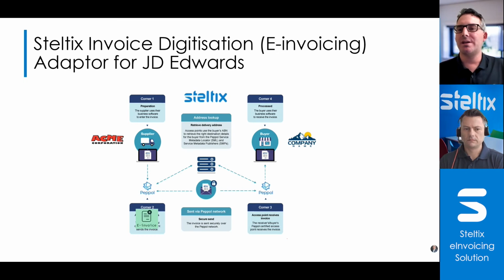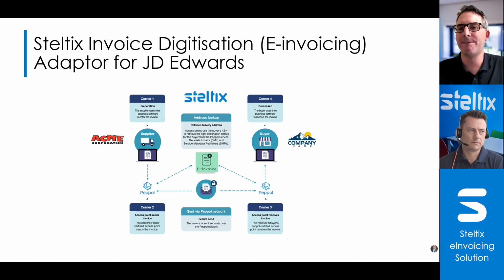So first step is that the supplier is going to send an e-invoice to their access point to the Peppol network. It's then going to look at things like the ABN and other validation exercises to determine if the buyer is also part of the Peppol network and therefore able to receive an e-invoice. So it does a series of security checks and lookups, predominantly on the ABN, and it routes it to corner 3, which is your, being the buyer's, access point to the Peppol network.